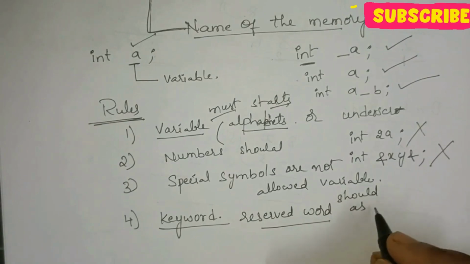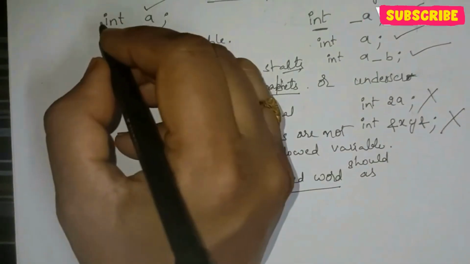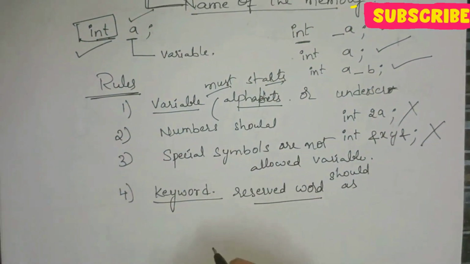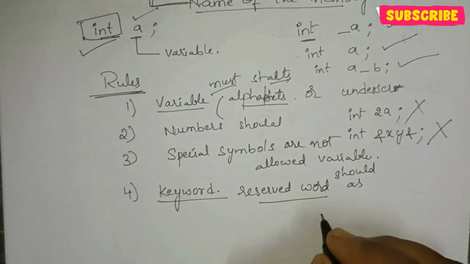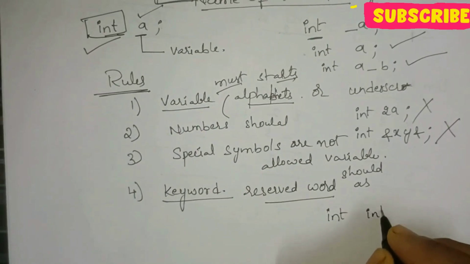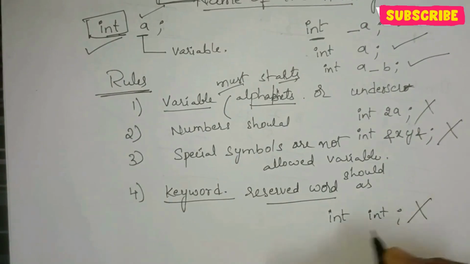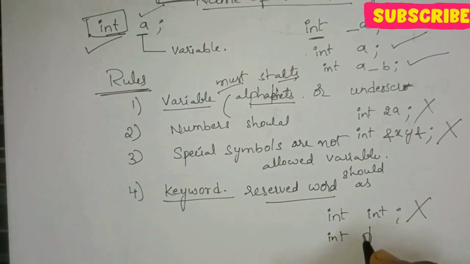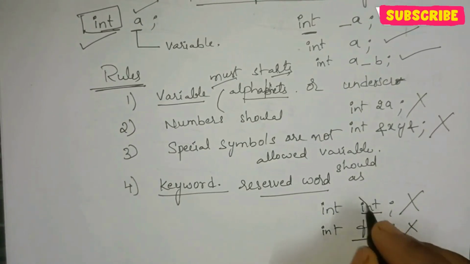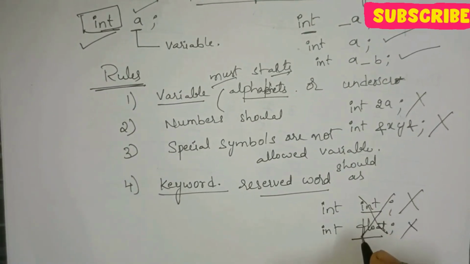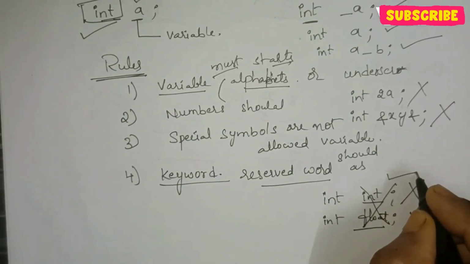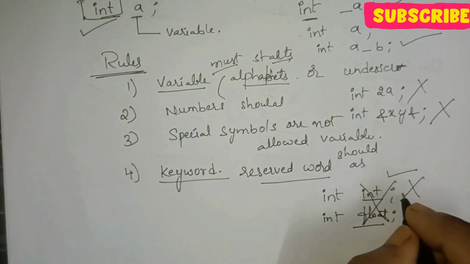For example, we already know int. Now int is a data type, and int is also a keyword. So if I declare a variable named int, this is invalid. And if I declare a float named int, this is also an invalid variable declaration. So we are not going to do this while declaring a variable. This is all about the variables concept.